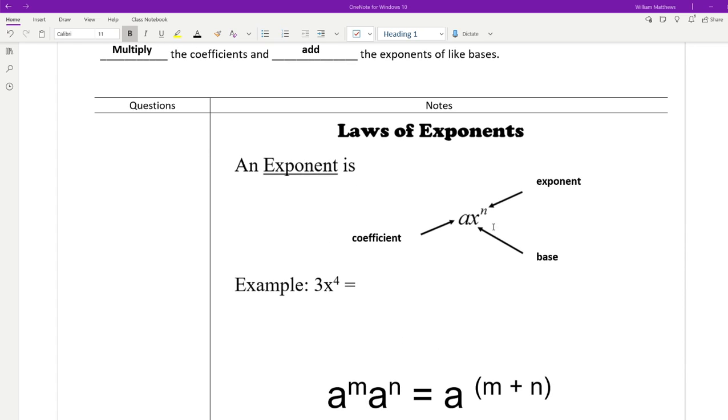So for example, down here, our coefficient is 3. When we're dealing with exponents, it only affects that base. So this 3x to the power of 4, the coefficient is not affected by the exponent. It is still by itself. X, however, in a non-simplified form, would be x times itself a total of 4 times.